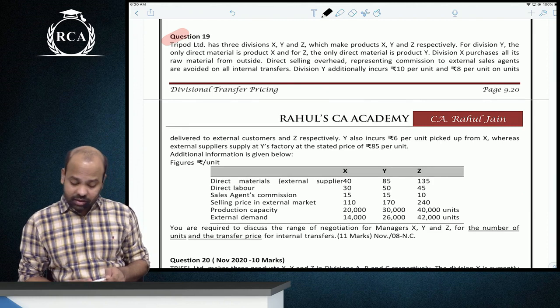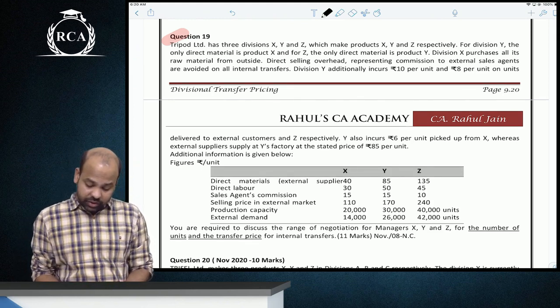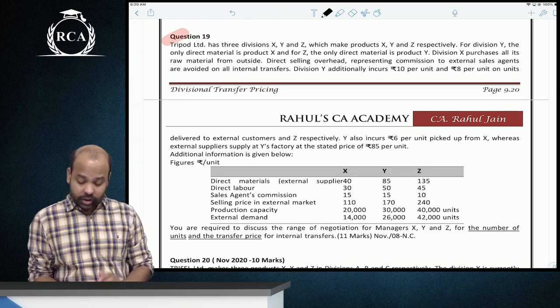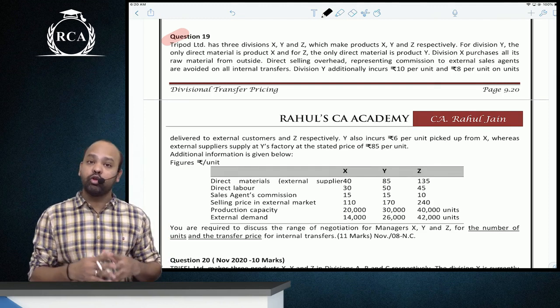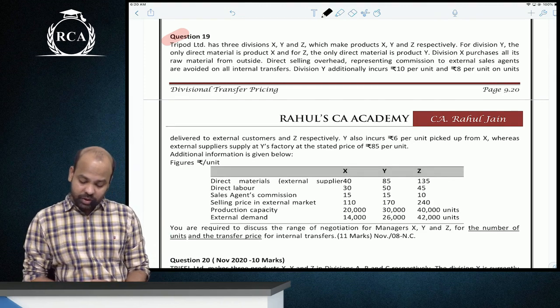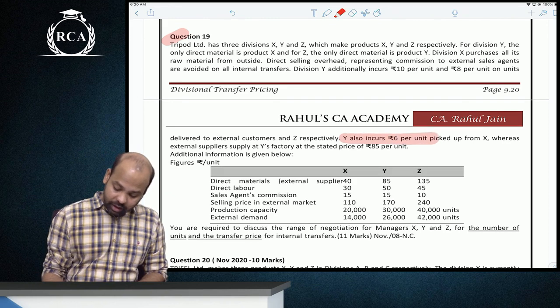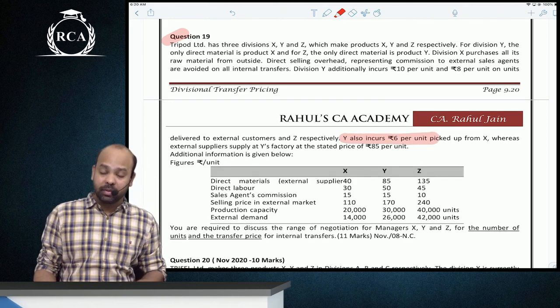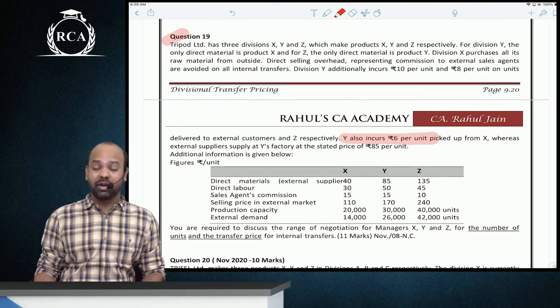Division Y additionally incurs 10 rupees per unit and Z 8 rupees per unit on units delivered to external customers. So there is an additional transportation cost given here of 10 rupees per unit and 8 rupees per unit on units delivered to external customers. Remember, you will have to keep this in mind while you determine the minimum and the maximum transfer price. Y also incurs 6 rupees per unit picked up from X, whereas external suppliers supply at Y's factory at a stated price of 85 rupees per unit.